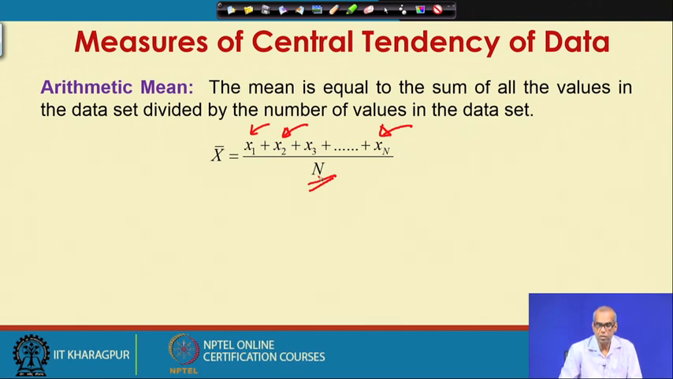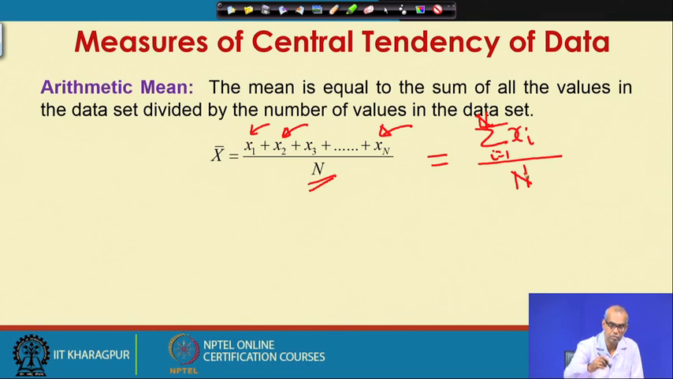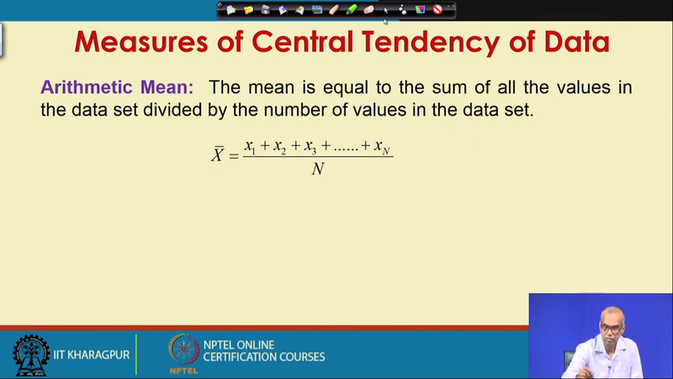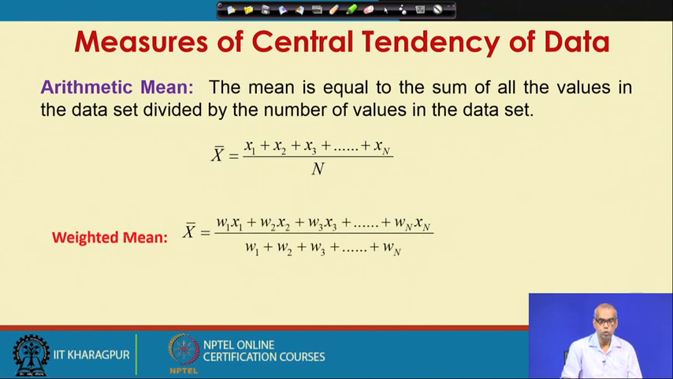So, arithmetic mean can be written as the sum of x_i, i equal to 1 to n, divided by n. Now, we can also have weighted mean.